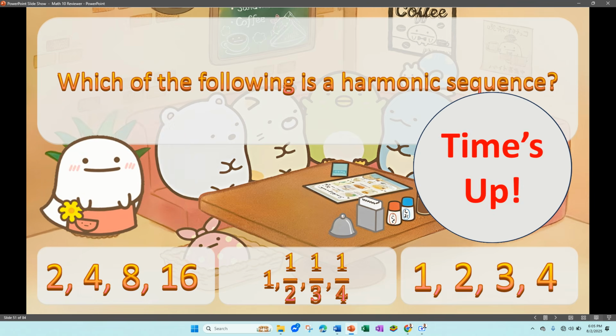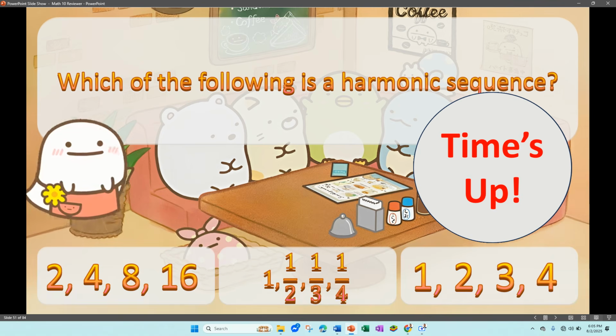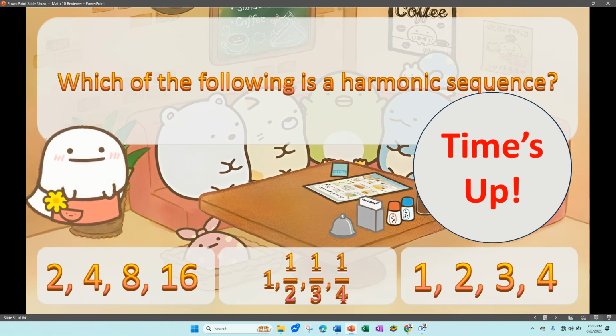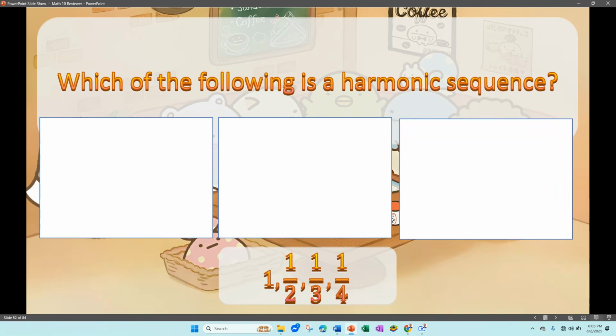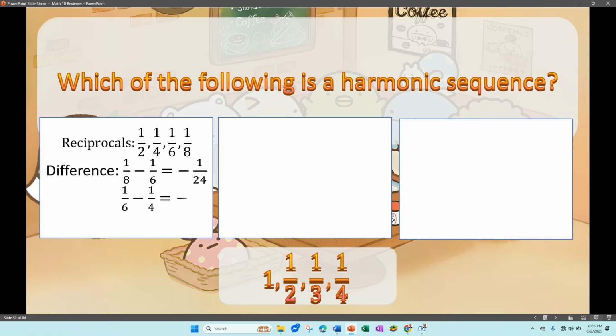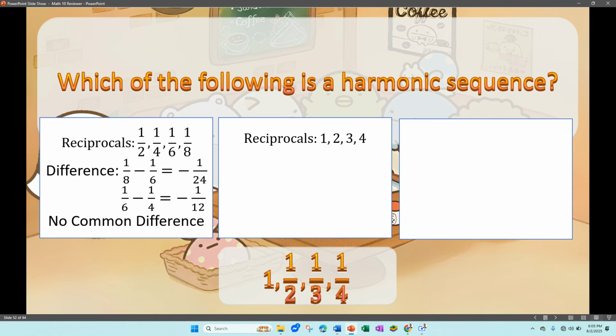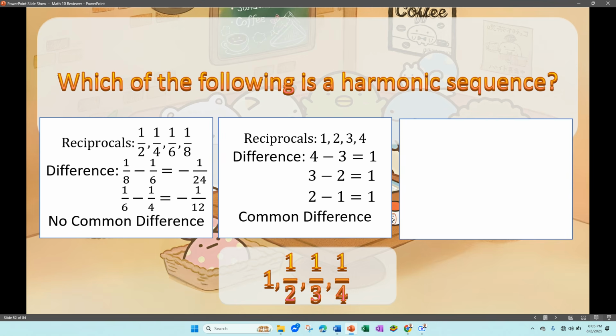Time is up. So, based on our previous question, pag sinabi natin yung harmonic sequence, ito ay reciprocals of arithmetic sequence. So, para makuha po yung tamang sagot, aalamin natin yung reciprocal ng first option. So, reciprocals are 1 half, 1/4, 1/6, 1/8. And the differences are, so wala po tayong common difference. Sa second option naman po, reciprocal nito is 1, 2, 3, 4. At ito po yung differences. Meron po tayong common difference of 1.